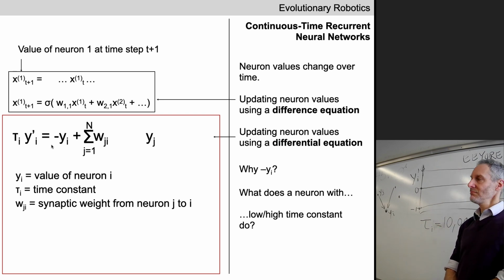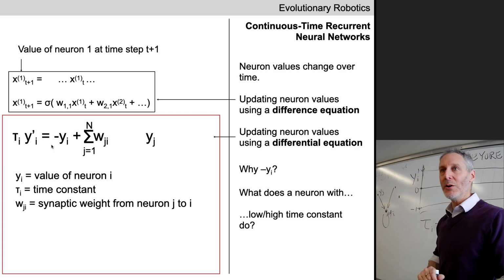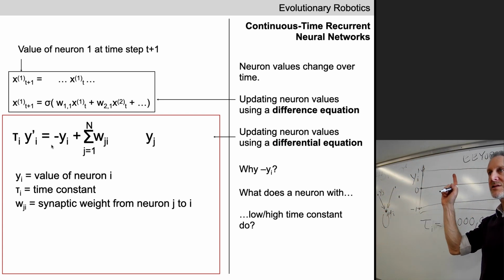They're all connected, including to themselves. CTRNNs are capable of memory if it's required. It depends on what we want the robot to do. Hopefully this is familiar.